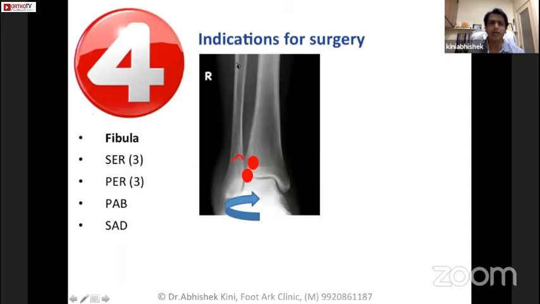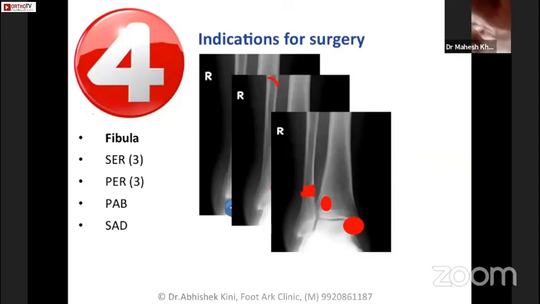So the next part of the ankle talk is fibula fixation. It's seen in all types of ankle malleolar fracture. This is the most important malleolus which is fractured, in all the types.